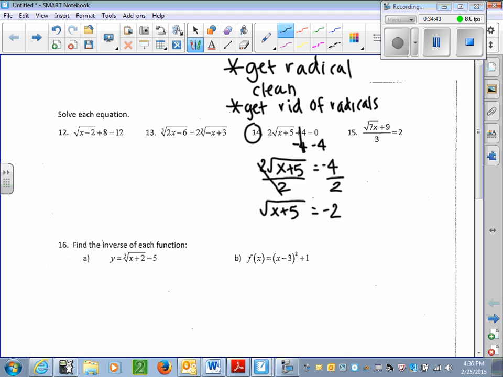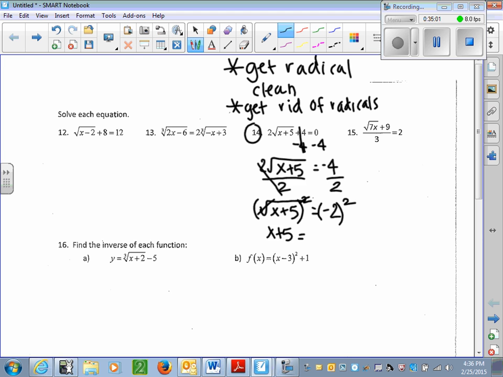Alright, so then I need to get rid of this radical. My index is a 2. What's going to allow me to get rid of this radical is squaring it. What I do to one side, I have to do to both sides. So my radical and my square will cancel on the left and leave me with x plus 5, which is perfect. That's what I want.